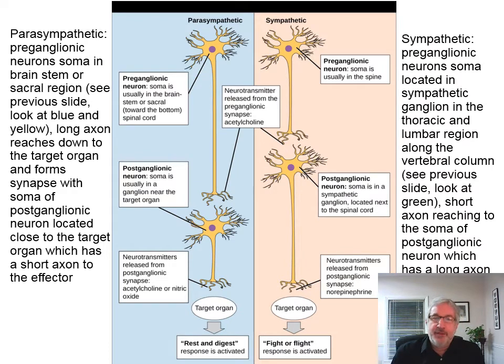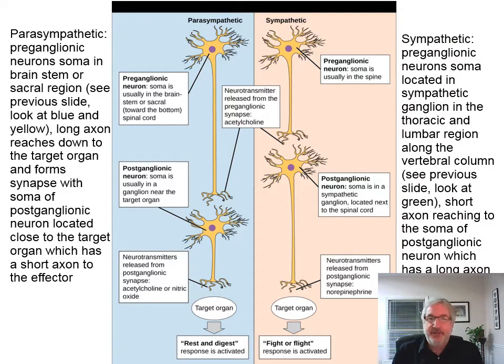One other thing to point out is the parasympathetic system. In both systems there's a preganglionic neuron and a postganglionic neuron. In the sympathetic system, we'll start on that side. The sympathetic system, the preganglionic neuron, the soma, the cell body, is located in the sympathetic ganglion, which is right next to the spinal column. And so those are all up and down the spinal column. We'll see those little bulbs in the next few diagrams.